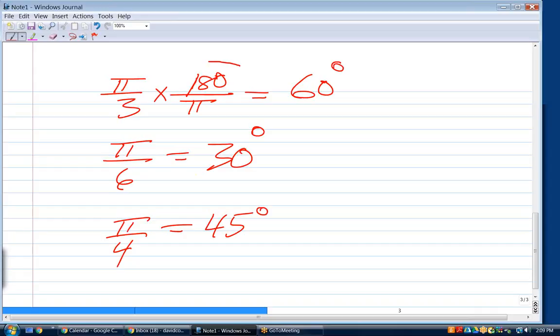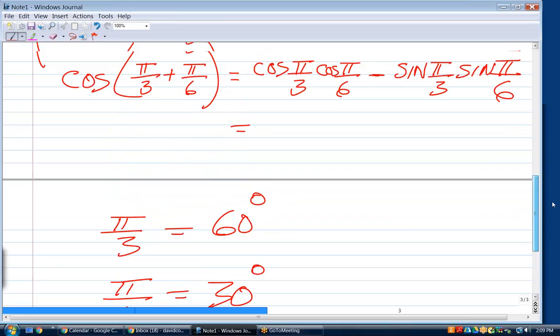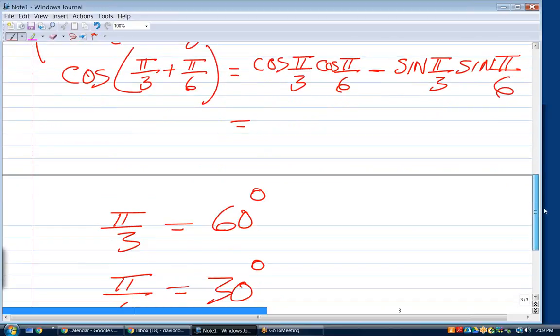But you don't always have to take the hard method. That's kind of the hard method, multiplying by the conversion factor. The easy method is, as long as it's just pi in your numerator, then the conversion is always a number that times that is 180. And that makes it quite a bit easier to remember. Okay. So cosine of pi over 3 is the same as cosine of 60 degrees.